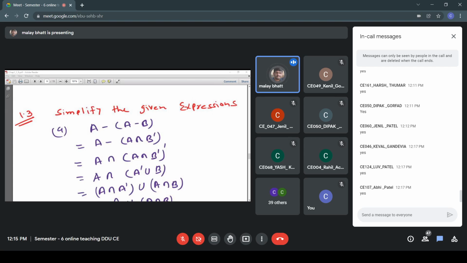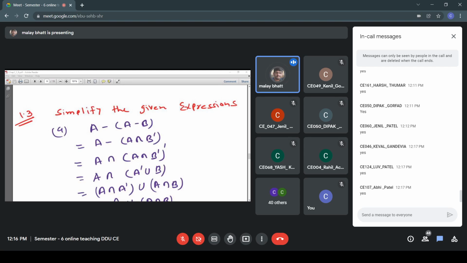Okay, now let us change the pattern of the exercise. We have another exercise: simplify the given expression. The expression is defined in terms of a set difference, and we have to represent it in the form of basic operations. Here you can see it is A minus (A minus B). The expression given is A minus B, so I am writing it as equivalent to A minus, and using the equation for A minus B, I will write A intersection B dash.